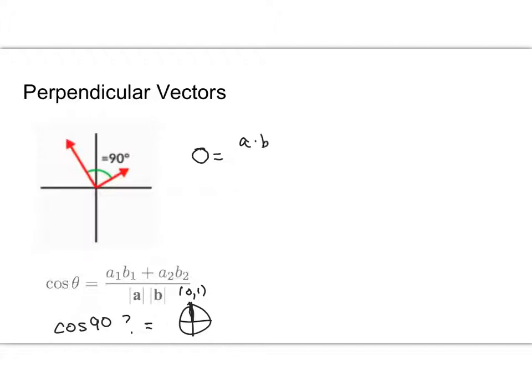So if I have the dot product over the magnitudes, when will this fraction equal 0? When does that happen? Well, the only time this fraction is ever going to equal 0 is when a dot b equals 0. That's the only time that fraction will ever equal 0. If it's 0 in the denominator, well, it's going to be undefined. So the only time we have a 90-degree angle between two vectors is when the dot product is equal to 0.